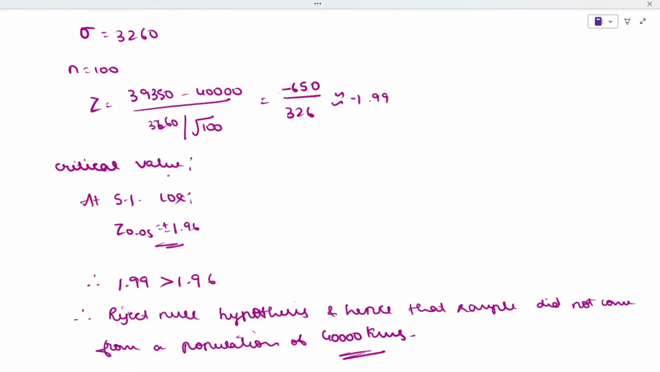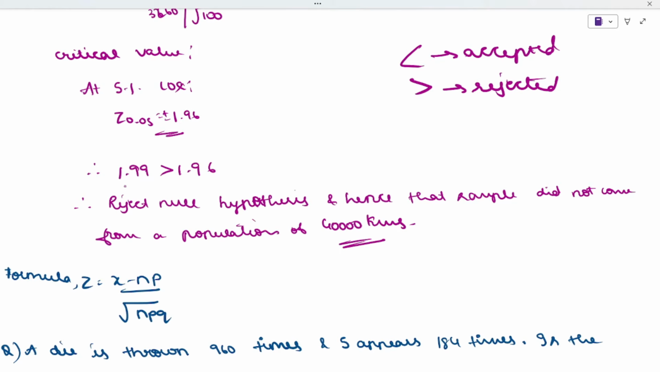Okay, now you have to find out the critical value. 1.99 is greater than 1.96, right? So it is rejected. If it is lesser, it will be accepted. If it is greater, it will be rejected. Okay. Now, reject the null hypothesis, and hence that sample did not come from a population of 40,000.